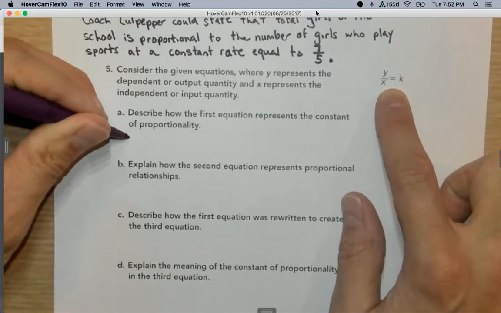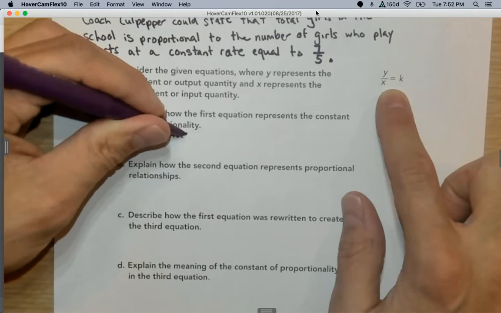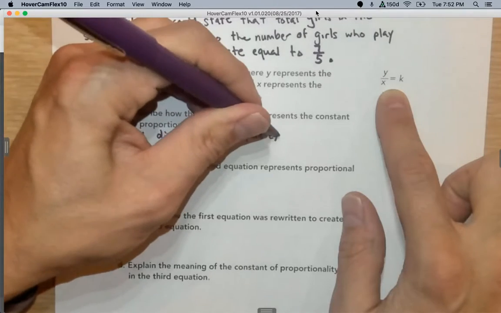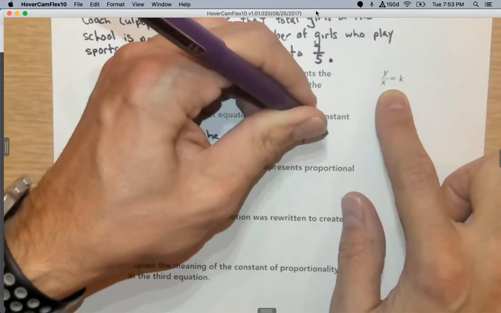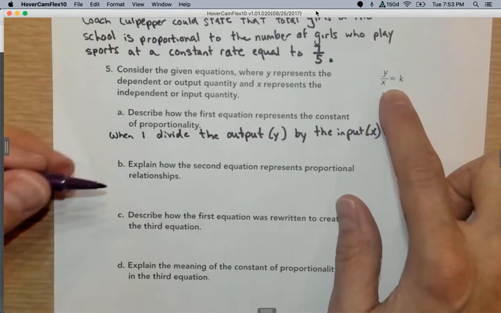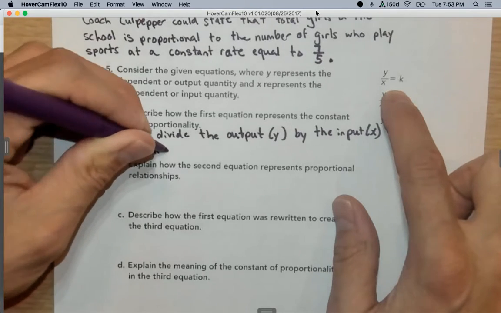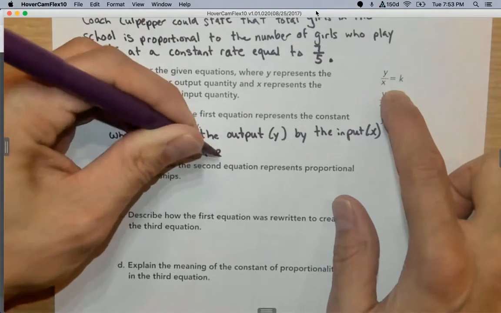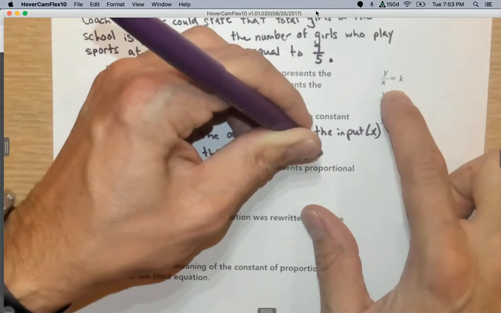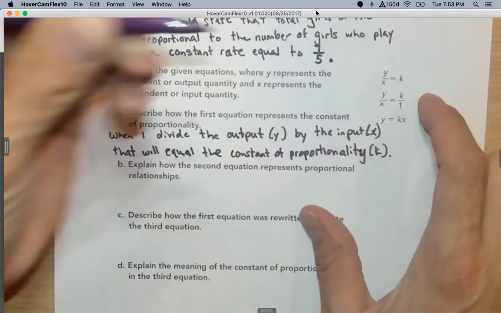So when I divide the output y by the input x, that will equal the constant of proportionality, or k. Okay, so that's the first one.